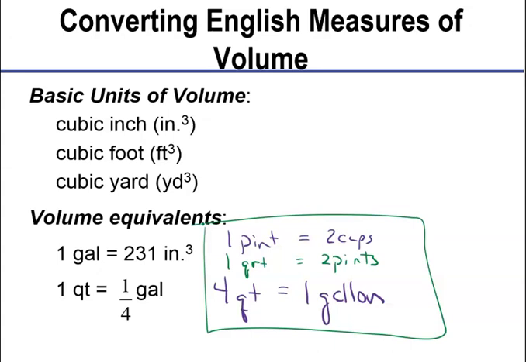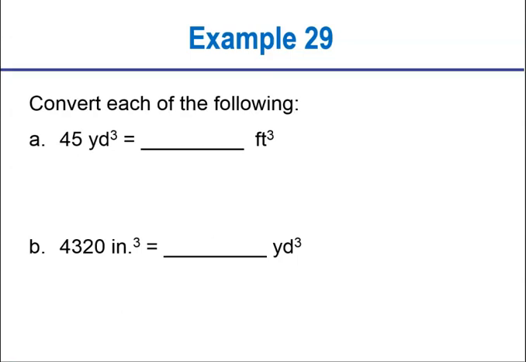Now, let's talk about converting from, say, inches cubed to feet cubed to yards cubed. And let's just do some examples. So we want to convert 45 yards cubed to feet cubed, okay? I'm going to do my classic dimensional analysis here. We need to do it anyway. So we've got yards cubed.